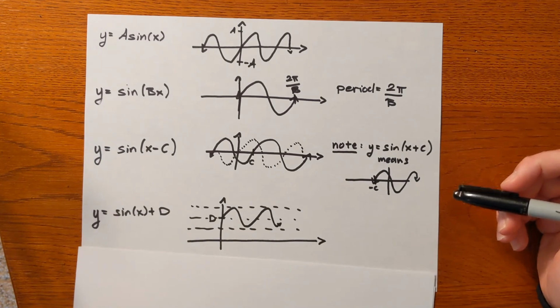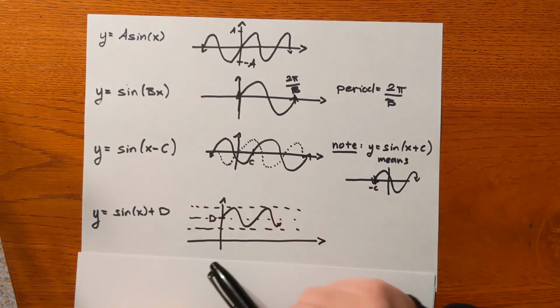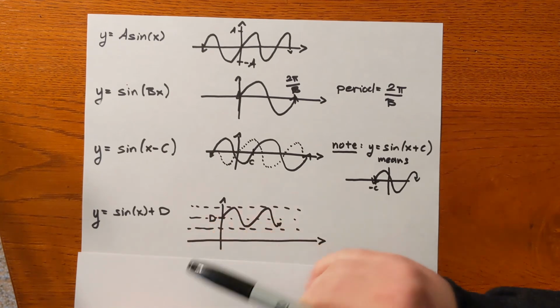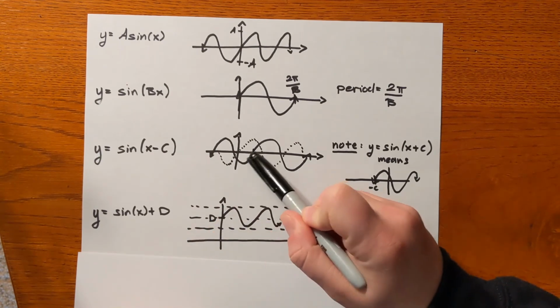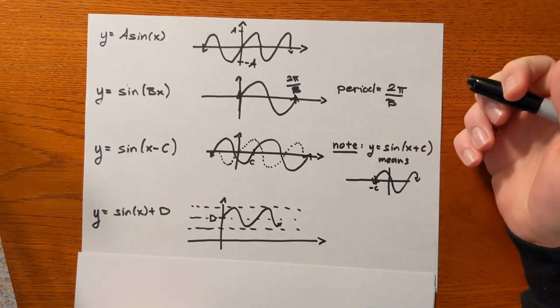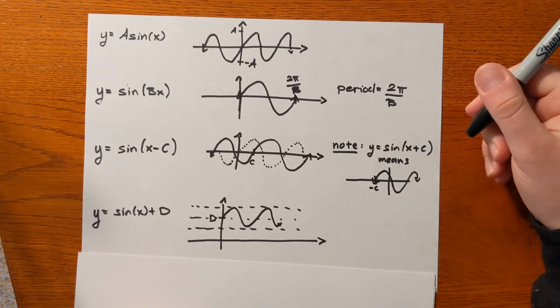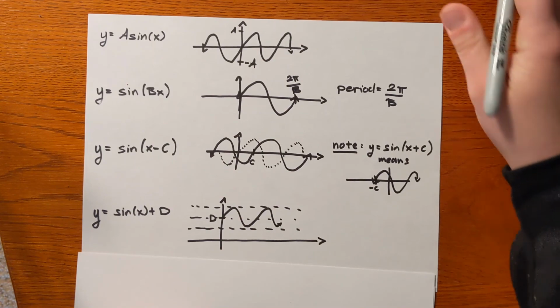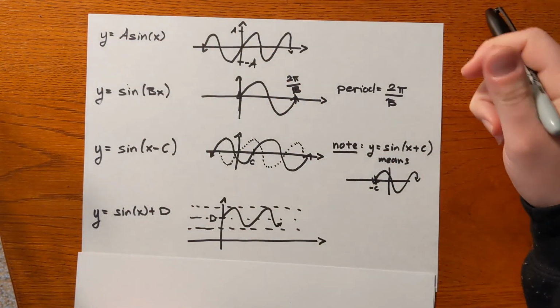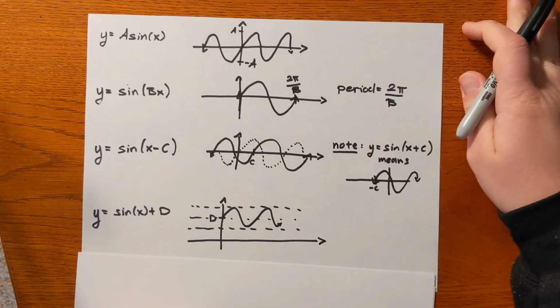And then d is just, say d was positive. If we had sine of x plus d that we were trying to graph, we would shift it up d units. So now the very center of the graph, instead of being centered at the x-axis, is now centered at the line y equals d. Okay, and so I'll have another video where I do some more complex examples where we combine some of these things, but these are just all the building blocks for now.